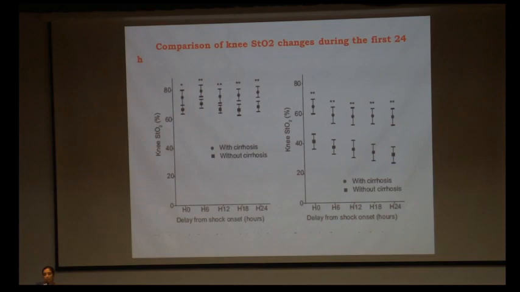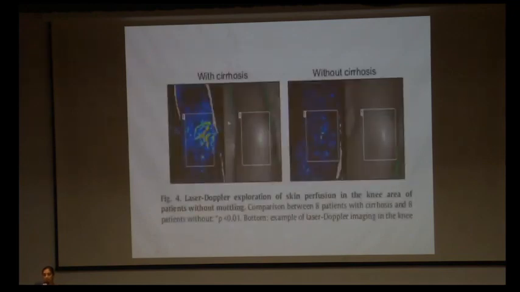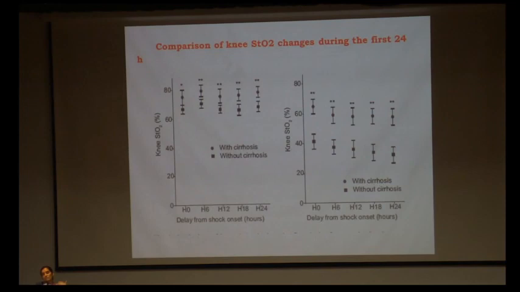In the same study, they compared the knee saturation changes in the first 24 hours. The y-axis is the knee saturation, and again, the x-axis is the delay from shock onset. Now we can see that the small circles are the patients who are cirrhotics, and the squares are the patients without cirrhosis. So we can see that the knee saturation was higher in these patients in the first 24 hours. The takeaway from this study is that patients with cirrhosis have a higher baseline saturation, which is there even in the presence of shock when you compare with controls.